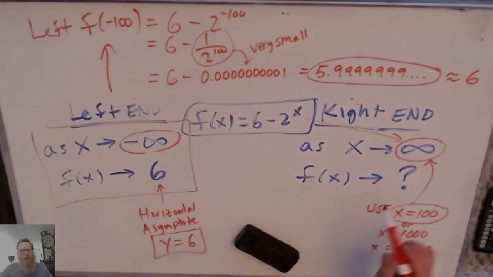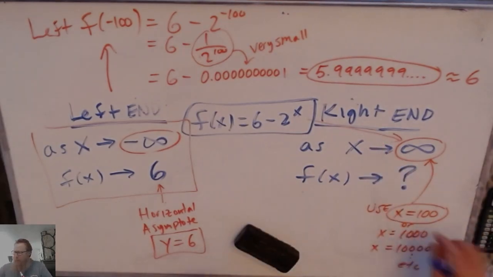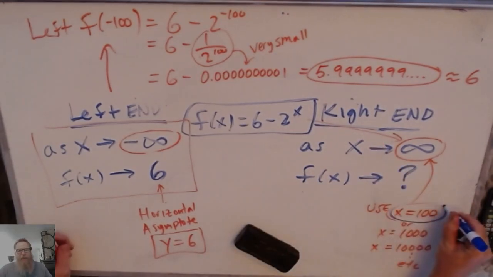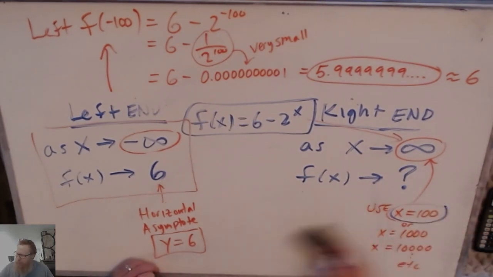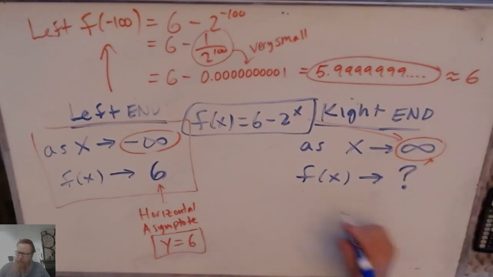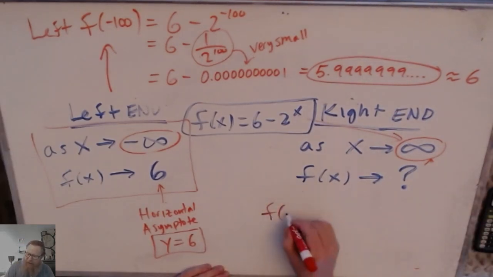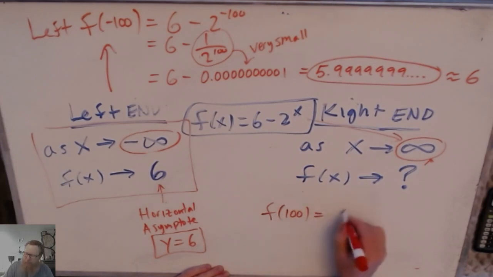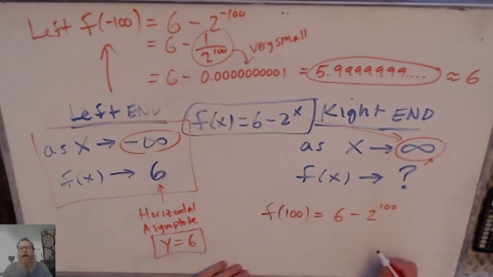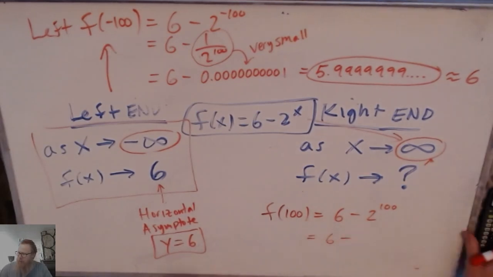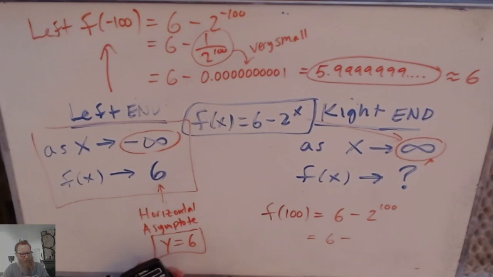Okay, let's try the right end now. So on the right end, we're going to plug in 100. Let me do it just down here because I'm running out of space. So let's plug in 100 into f. 6 minus 2 to the 100th power. Let's see what 2 to the 100th power is.